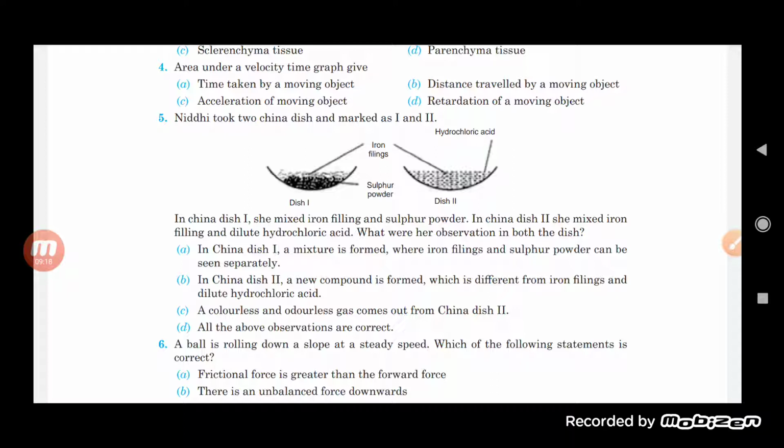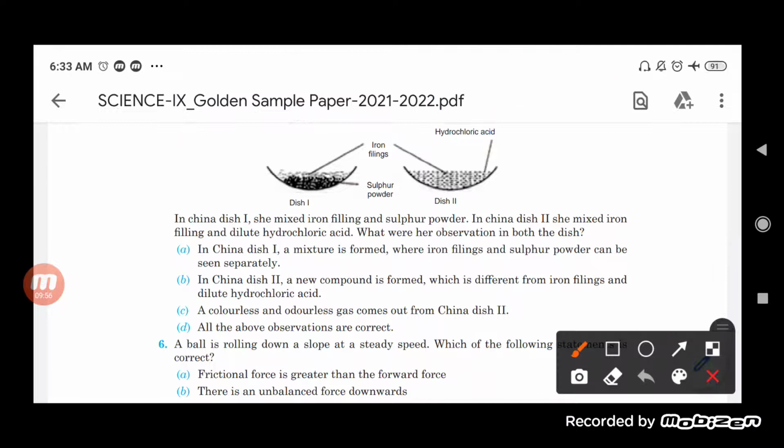Then the third one is that colorless and odorless gas comes out from china dish 2. So yes, when Fe plus HCl react, there is a formation of ferric chloride, and hydrogen gas will be released along with it. Whenever a metal reacts with an acid, there is a formation of a gas, that is hydrogen gas. This is also a correct statement. All the observations are correct. B, yes, this is the correct option, whatever statements are given here, they are all correct ones.